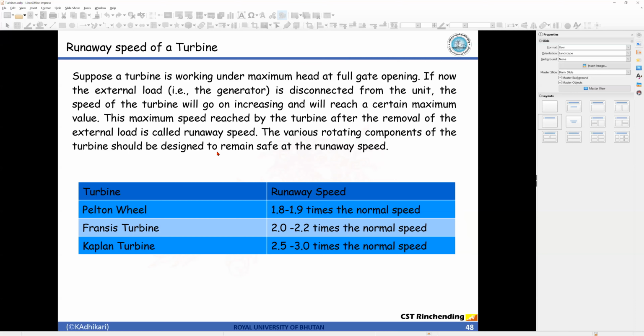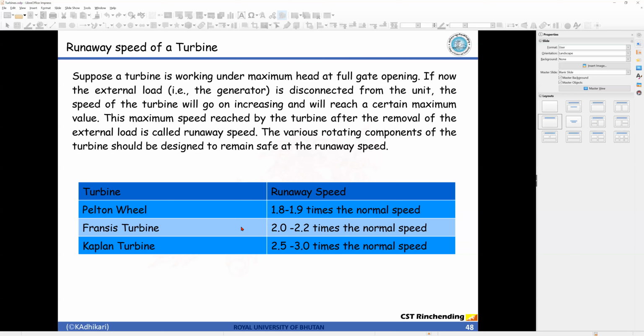So whenever we design any component of a hydropower plant, we must take this runaway speed into consideration, because at any time if the governor of a system fails and the turbine rotates at the maximum speed, which is also known as the runaway speed, it may cause damage to the other components. So that's why all the components are designed for this speed. With this, we have come to the end of our chapter on turbines.